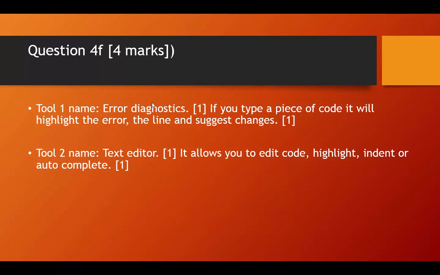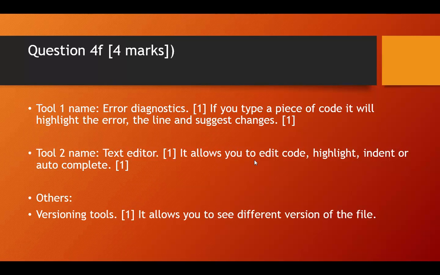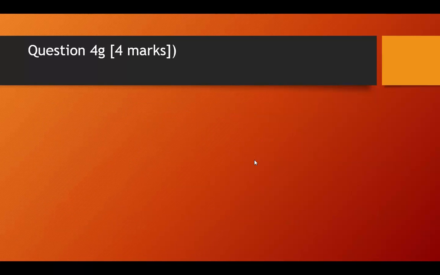The second tool we can use is a text editor. So within PyScripter, we can edit our code. We can highlight our code, we can indent, we can comment. So for example, if you select all of your code, there's a little button you can press that moves it 4 spaces to the right, 4 spaces to the left. They are features of IDEs. Different IDEs have different features. So 4 marks, 1 for this, 1 mark for that, 1 mark for saying text editor, and 1 mark for saying indent. And then other things we could say, versioning tool, so we can see the different versions that the files have gone through.